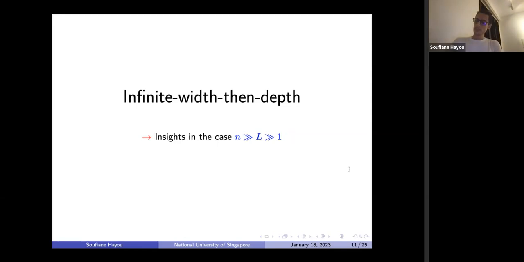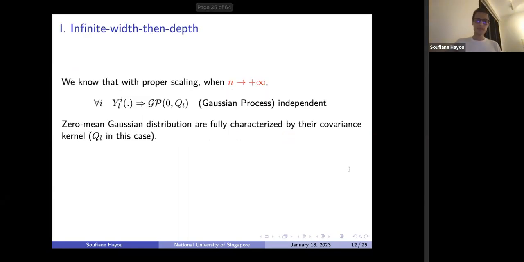So here we first take the width to infinity, then take the depth to infinity. You can think of this as a limit that will give us some insights in the case where the width is much larger than depth, and the depth also is much larger than 1. So the depth is large, but the width is much larger. You can think of this as a fat network, a very wide network, but also with some number of layers, capital L. Okay. Right.